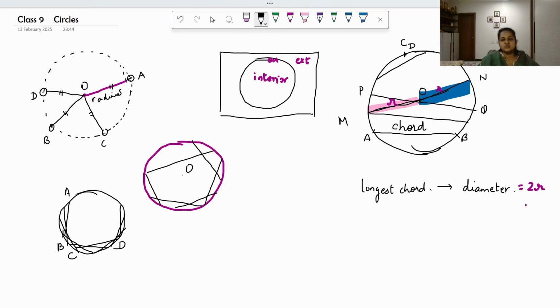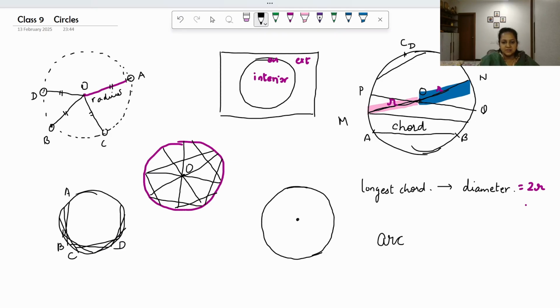How many diameters do we have? Again, we have infinite because through the center, there could be many diameters passing. We can have many line segments which are passing through the given center of the circle, right? Next term that we understand over here is an arc.